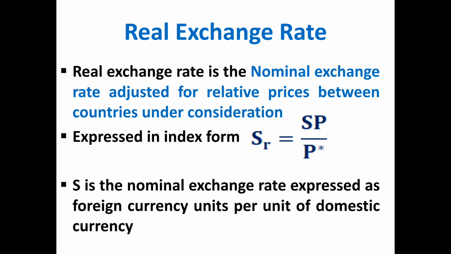Here, the S, which represents the nominal exchange rate, is defined as the foreign currency per unit of the domestic currency. That means we use the second definition while measuring the real exchange rate. So real exchange rate is the nominal exchange rate adjusted to the price level between countries, or relative prices P by P star. From real exchange rate, we are moving towards the effective exchange rate.